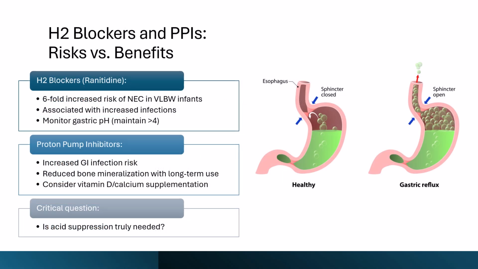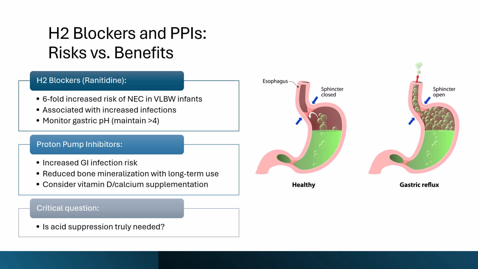A critical concept to understand is the risk-benefit profile of acid suppression medications. H2 blockers like ranitidine have been associated with a 6-fold increased risk of necrotizing enterocolitis in very low birth weight infants. This is a high-yield fact for the exam. They're also linked to increased infections, likely due to altered gut microbiome and reduced acid barrier function. If used, monitor gastric pH to ensure it's above 4.